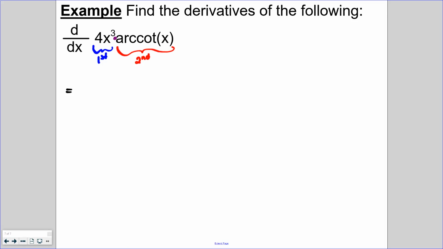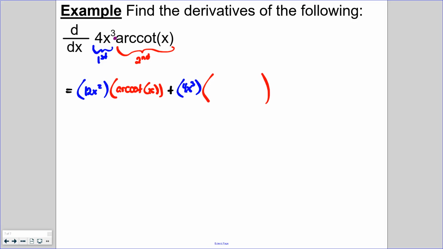So when we take the derivative, product rule says we take the derivative of the first term first, which will be 12x squared. We will leave the second term alone, arccotangent of x, always, plus, times the untouched first function, 4x cubed, times the derivative of our second function.